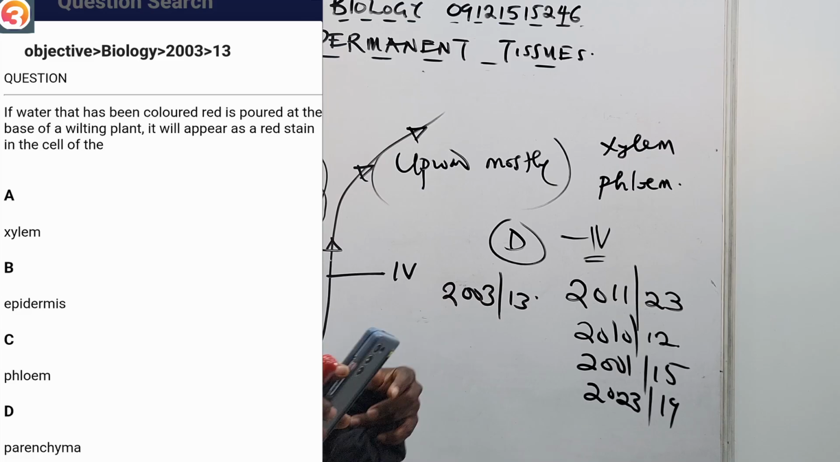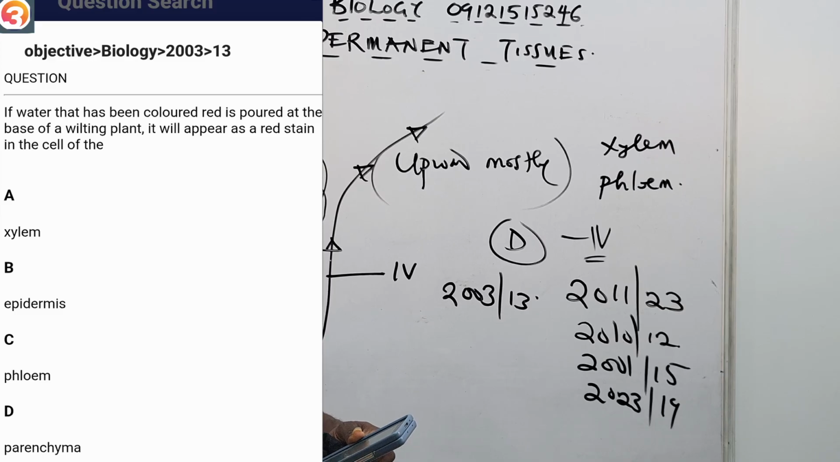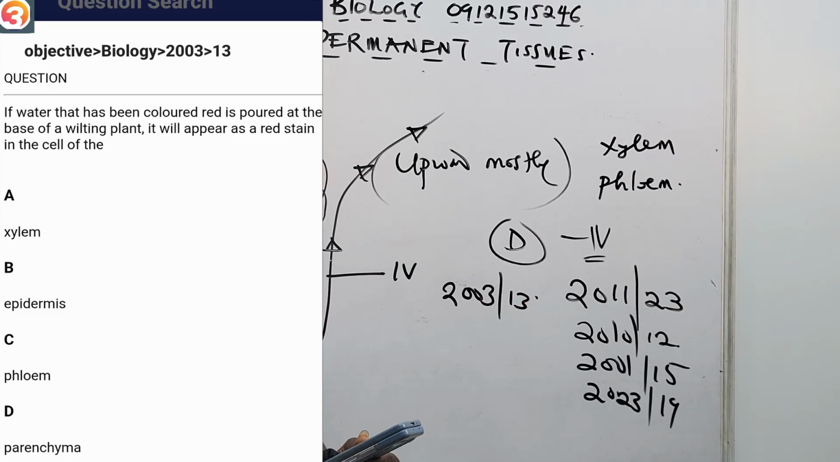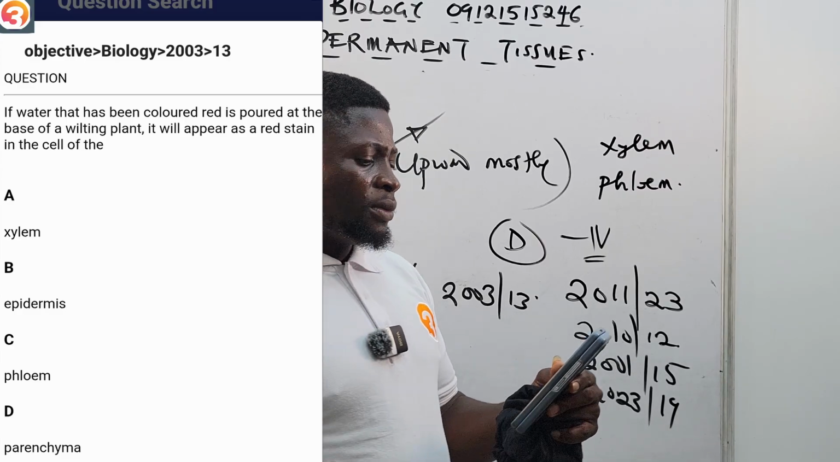It's very easy. What is it transporting? Water that has been colored red. That's what it is transporting. Let this not be part of the assignment. What transports water? Is it not the xylem? The xylem will transport water, and then the stain will appear on the xylem cell. So that's basically all.